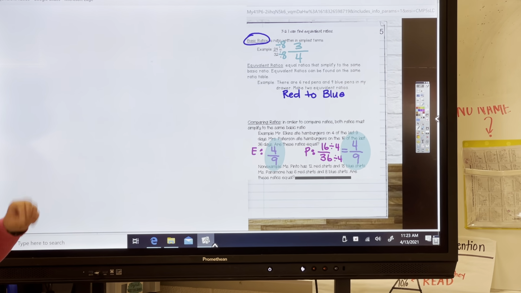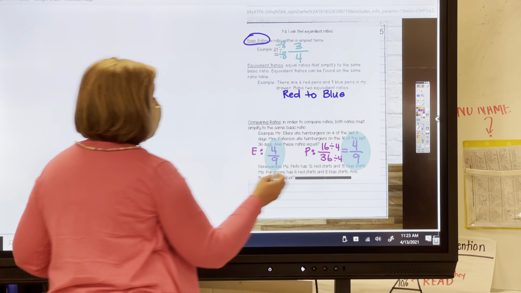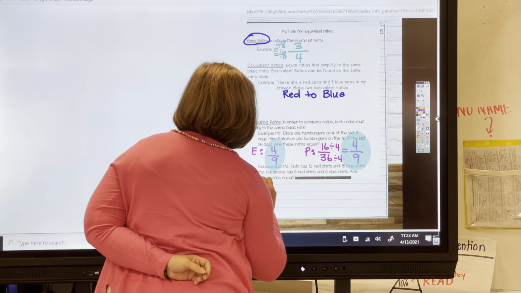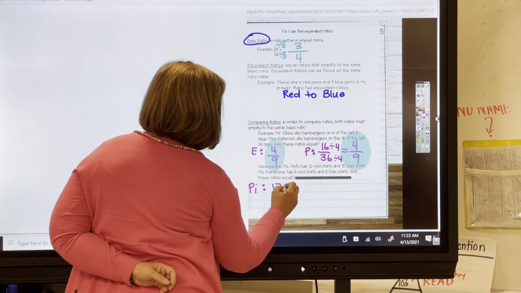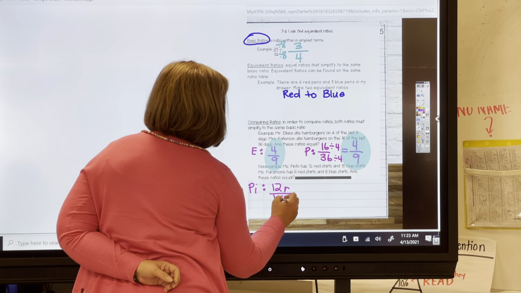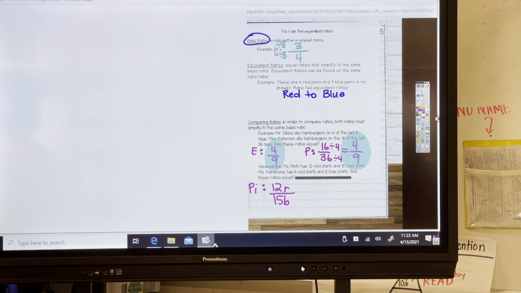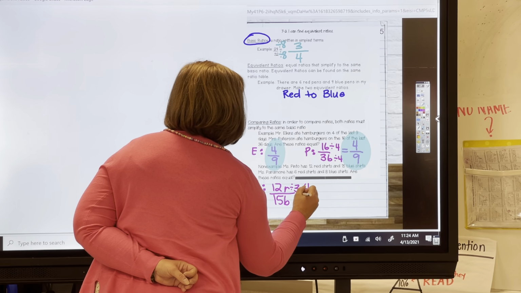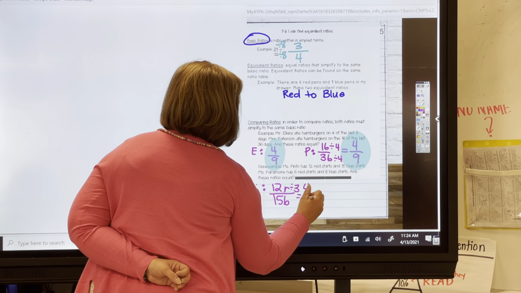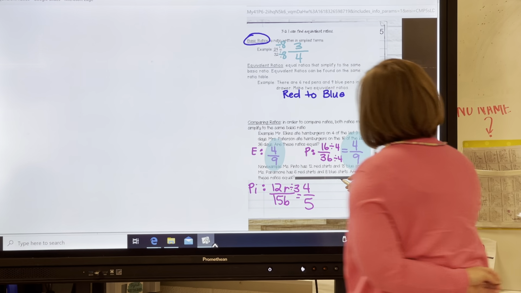Now, Miss Pinto has 12 red shirts and 15 blue shirts. Miss Paramore has 6 red shirts and 8 blue shirts. Are these ratios equal? So, I've got Miss Pinto, so I'm going to call her P.I. for Pinto. And she's got 12 red to 15 blue. Can I reduce that? What can I divide 12 and 15 by? 3. 12 divided by 3 is 4. 15 divided by 3 is 5. Very good.